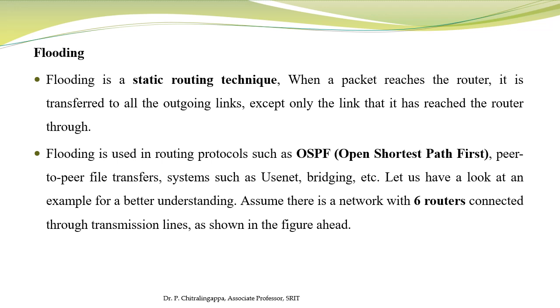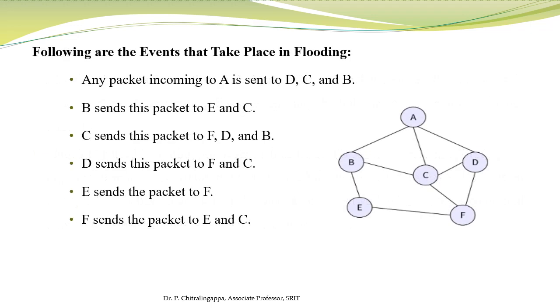Flooding is a static algorithm. When a packet reaches a router, it is transmitted to all the outgoing links except the link through which it reached the router. Flooding is used in routing protocols such as OSPF and in peer-to-peer file transfer systems such as Usenet, bridging, and so on. These are some of the examples of flooding.